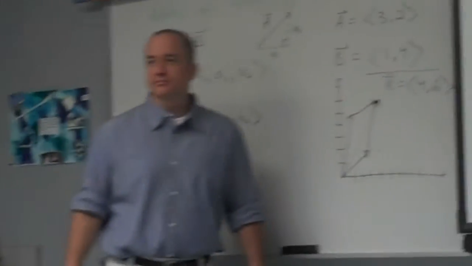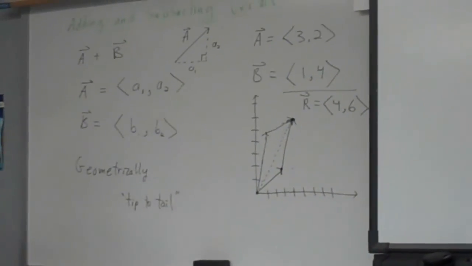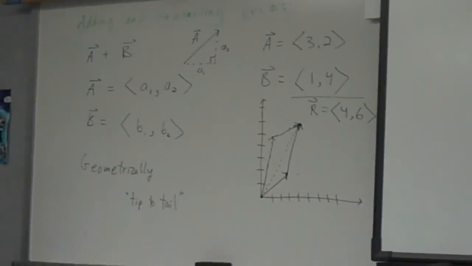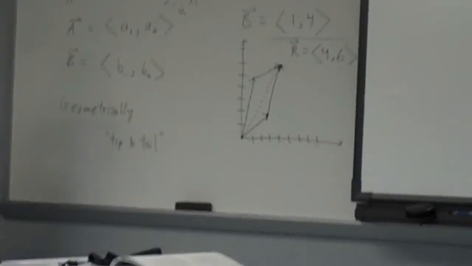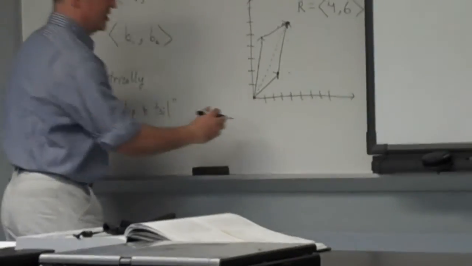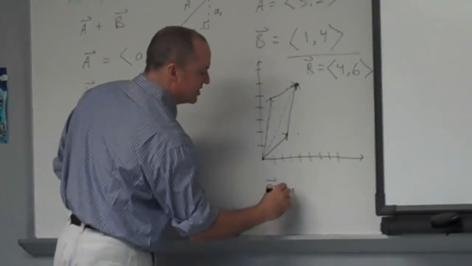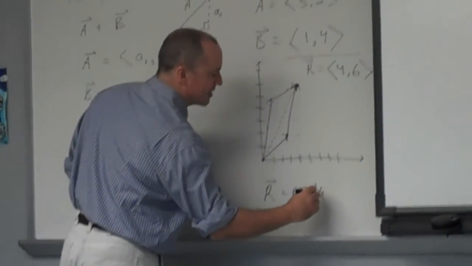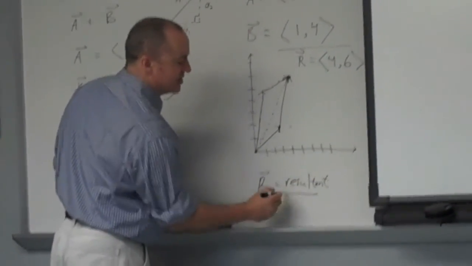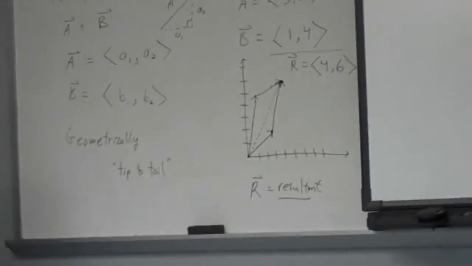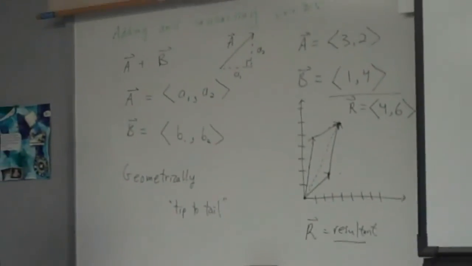Wait, what's R? Vector R is the resultant. The resultant vector is the vector that results when you're done adding up all your forces, or subtracting your forces. Forces can go in positive and negative directions.